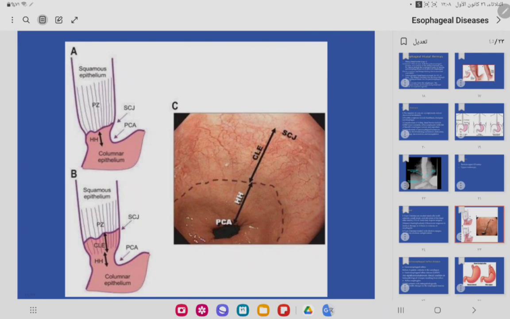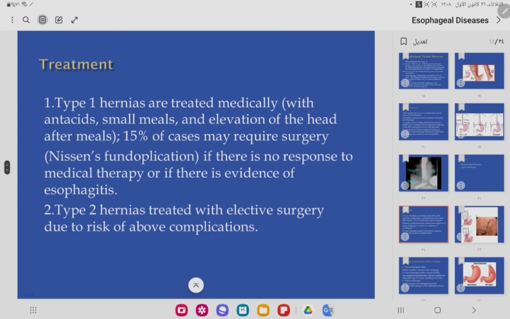Okay, next. And once we see that, after that, we refer him and do an endoscopy. This is where the hiatal hernia, the sliding hernia, is seen. This is the Barrett's esophagus because of the recurrent changes in the epithelium. We have to keep an eye on that. Next. Treatment, type 1, medically: small meals, antacid, elevation of the head, no coffee drinks, and all these things.